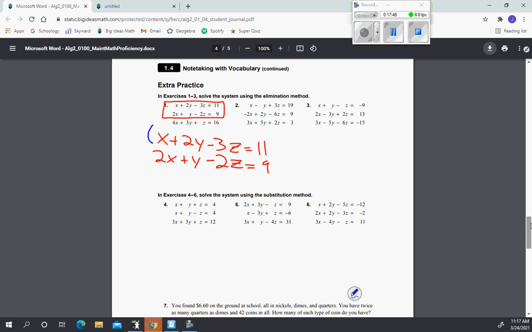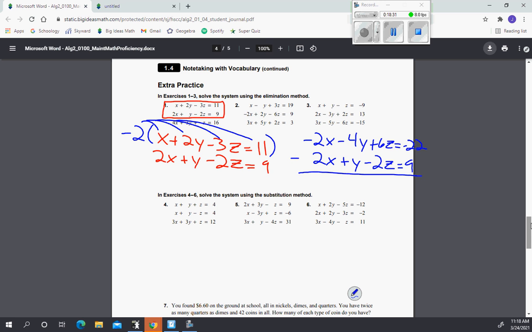To get rid of x, I need an opposite. I need this top x to be negative 2x. So I'm going to multiply by negative 2. I have to distribute that negative 2 to each piece of that equation. So I get negative 2x minus 4y plus 6z equals negative 22. And the bottom equation stays the same. 2x plus y minus 2z equals 9.